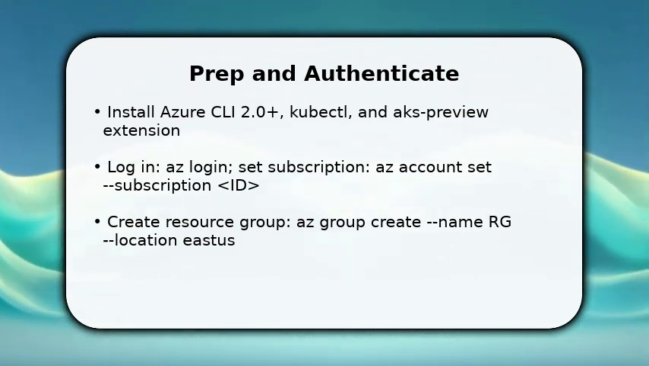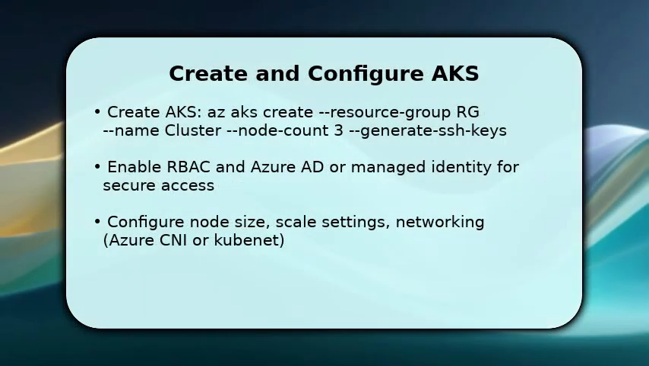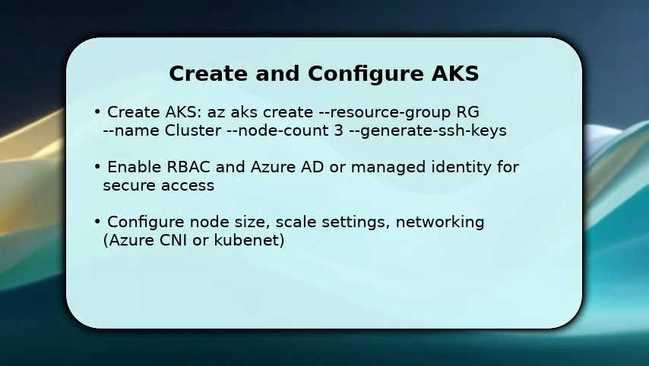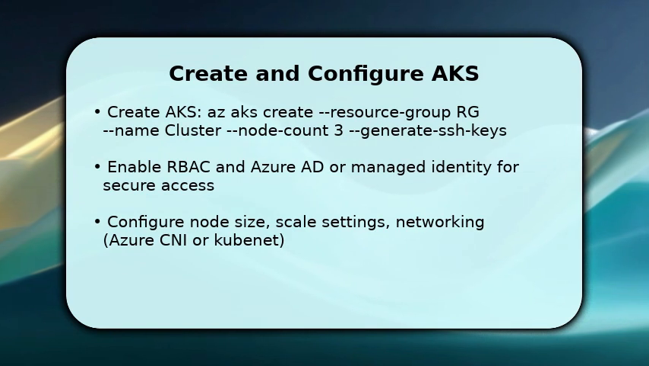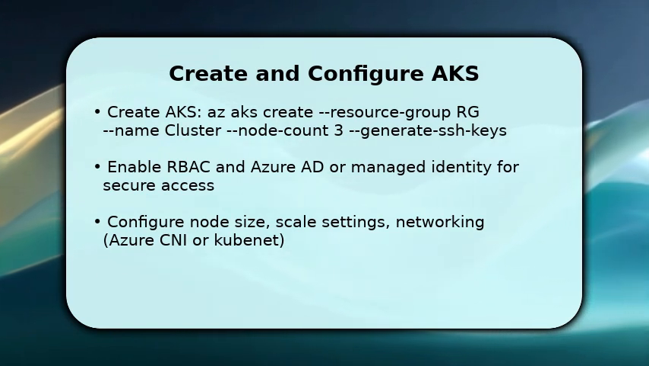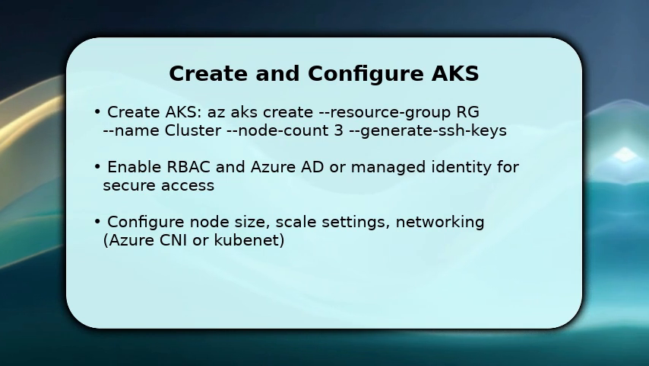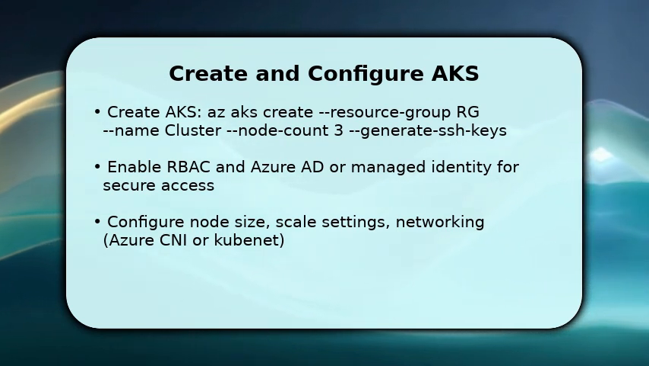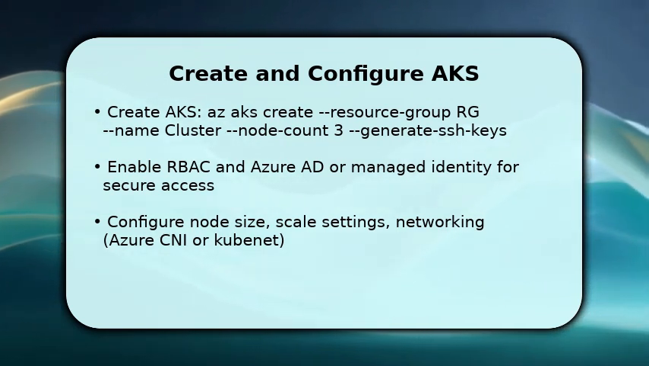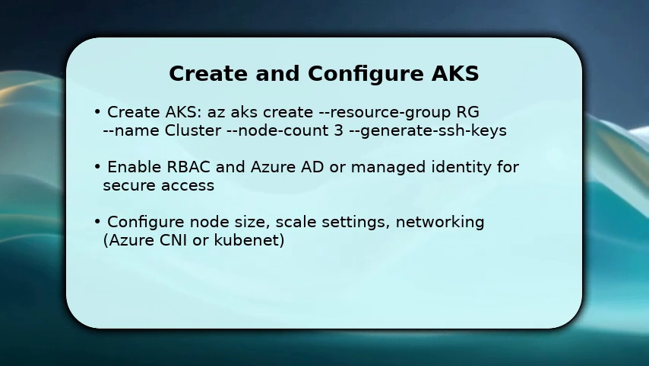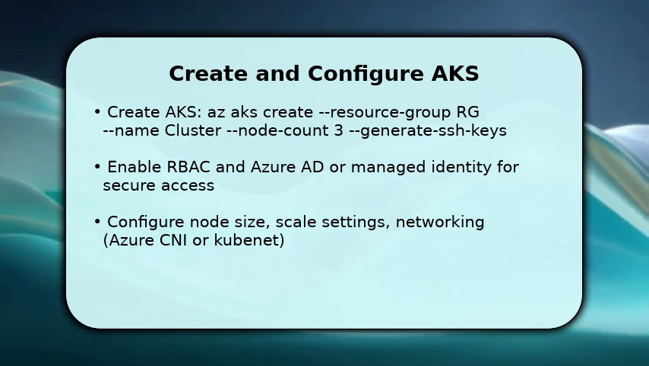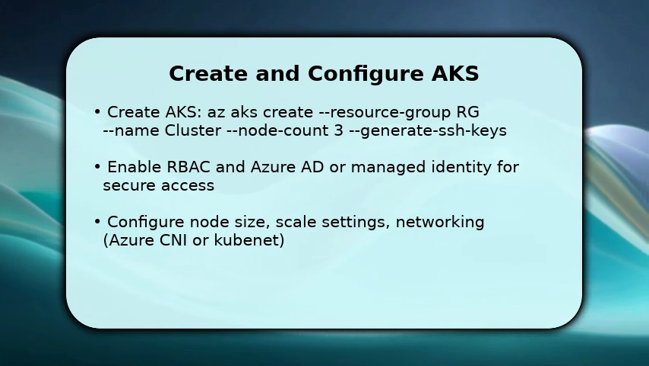Now you create the AKS cluster with deliberate choices about size, identity, and networking. Run az aks create with node count, VM size, and generate SSH keys. Pick Azure CNI if you need pod IPs routable in the VNet. Enable RBAC and prefer Managed Identity or Azure AD integration to avoid long-lived credentials.